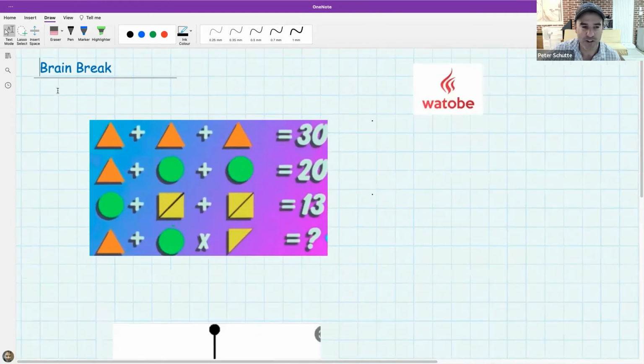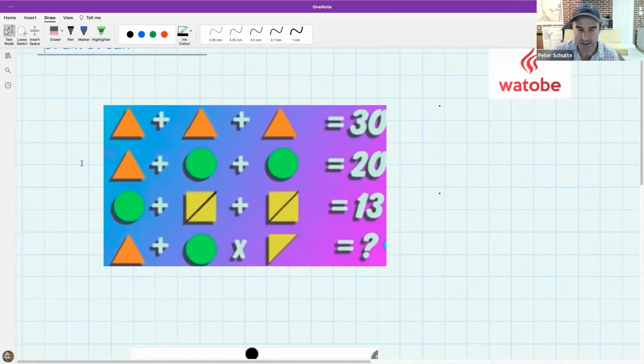While you are still standing up and thinking, here is your brain break for the day. I have taken it down a notch. The last one, maybe we got a little bit too excited. But see if you can solve this brain break.